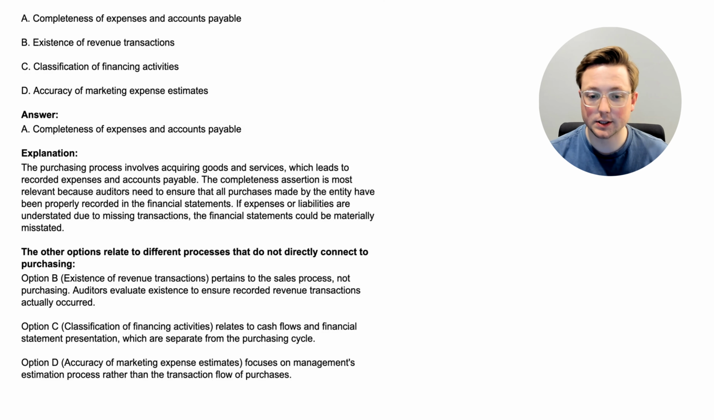And then let's walk through the other options, because they relate to different processes that aren't necessarily directly connected to purchasing. Option B, existence of revenue transactions, pertains to the sales process, not purchasing. Auditors evaluate existence to ensure recorded revenue transactions actually occurred, not completeness. Option C, classification of financing activities, relates to cash flows and financial statement presentation, which are separate from the purchasing cycle. And then option D, accuracy of marketing expense estimates, focuses on management's estimation process rather than the transaction flow of purchases. So again, we learned a little bit more about a business process there, the purchasing process. Now let's go to the next question.